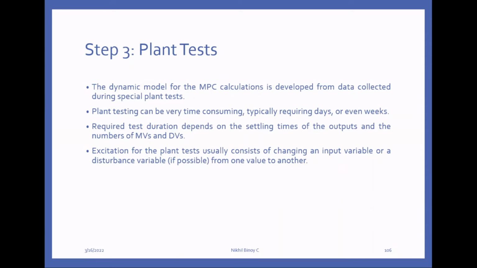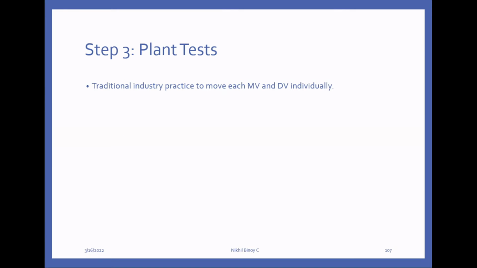But here the situation is different. Here the step input is given to find the dynamic model, so we have to note down each and every point, not just the final settling value. We do either a series of step changes with different durations. In traditional industry, each manipulating variable or disturbance variable is changed individually, one by one, not simultaneously.